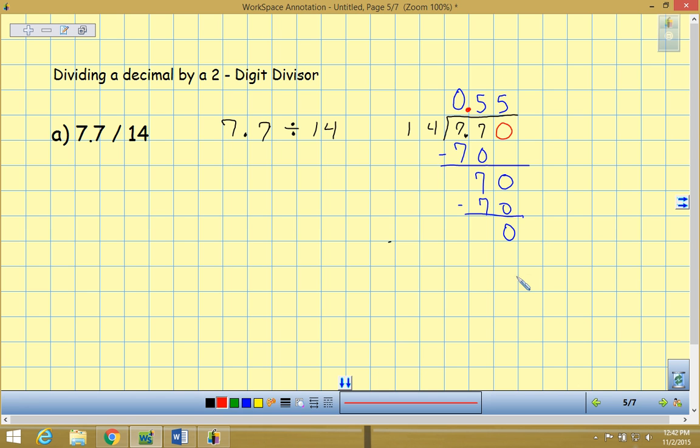Yes, ma'am? So what if it's like 100 divided by 33? Then you can still add zeros on. Yeah, because it'll be infinite. Okay. All right, so let's do a couple of practices.